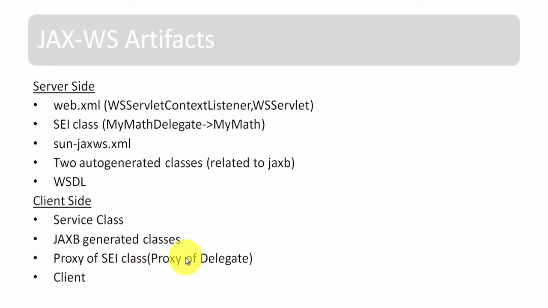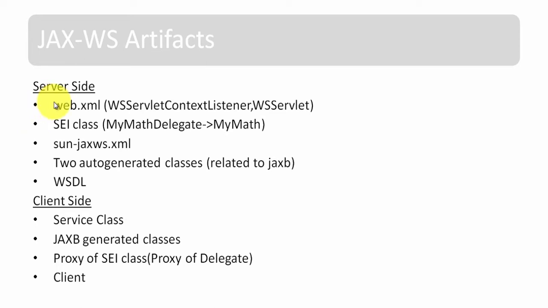JAX-WS artifacts. For the blind web service that we have created, or for any example that you write, this will be the number of files on the server side and this will be the number of files on the client side. For any web service you create, you will see at least this many files on the server side and at least this many files on the client side. I have listed the server side files. I have listed the client side files.